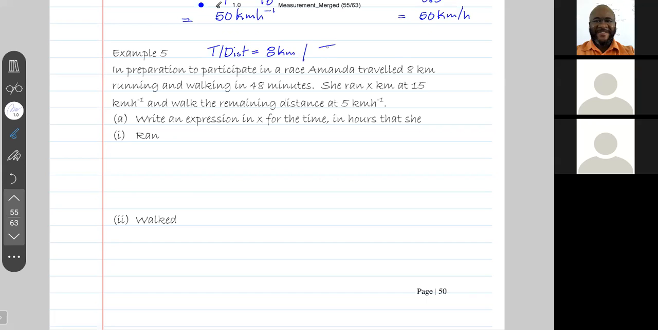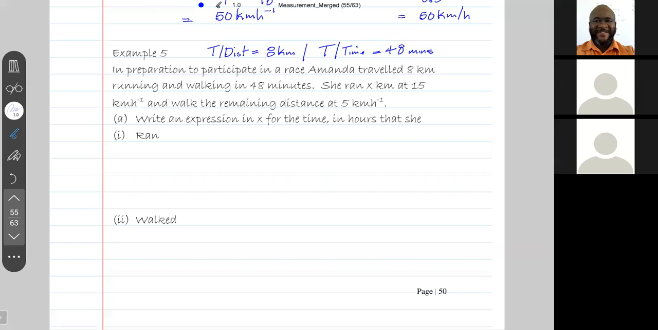And the total time is 48 minutes. So she took 48 minutes to cover this distance. And in covering this distance, she had two activities. She both ran and walked.